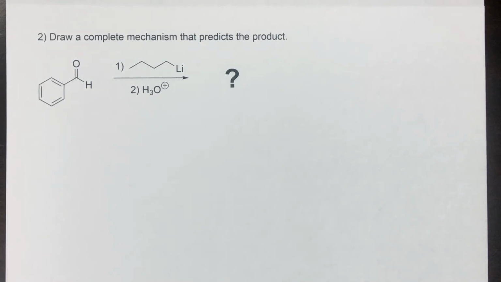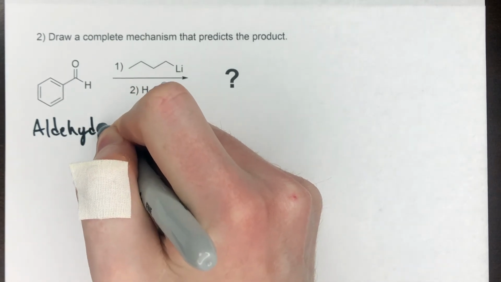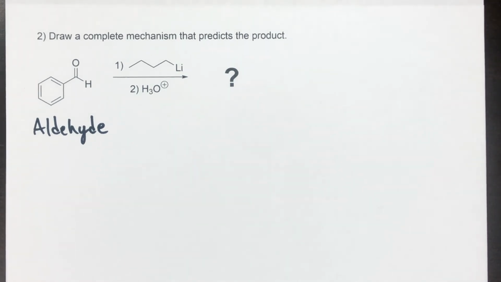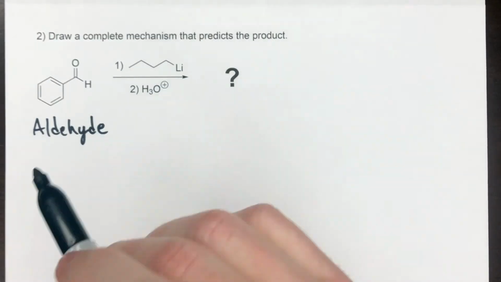All right, so once again, we are asked to draw a complete mechanism that predicts the product. So here we have an aldehyde now, because our carbonyl species has the proton on the other side of the carbonyl. Now, recall that aldehydes are more electrophilic than ketones. And in this case, it's not going to matter very much, but we should always remember that because you won't know necessarily when it's going to matter and when it won't matter. So here we have an aldehyde, so now we have to look at our reagent.